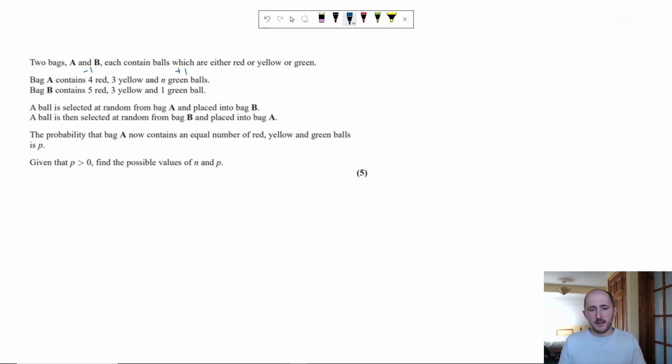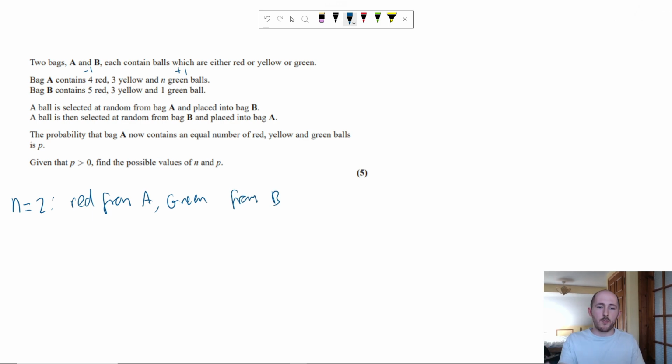That will only work if n is equal to 2. So that's one possible case, right? Because if n equals 2, we take a red, that makes it 3 reds, and we add a green, which will make them all the same color. Okay? So in other words, we take a red from A, and a green from B. That is one possible case.